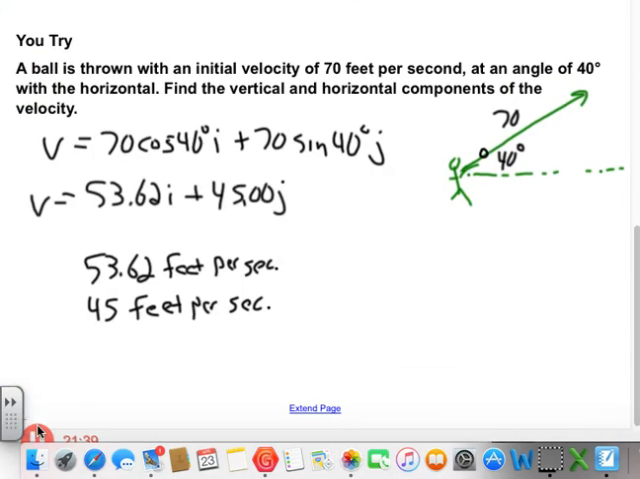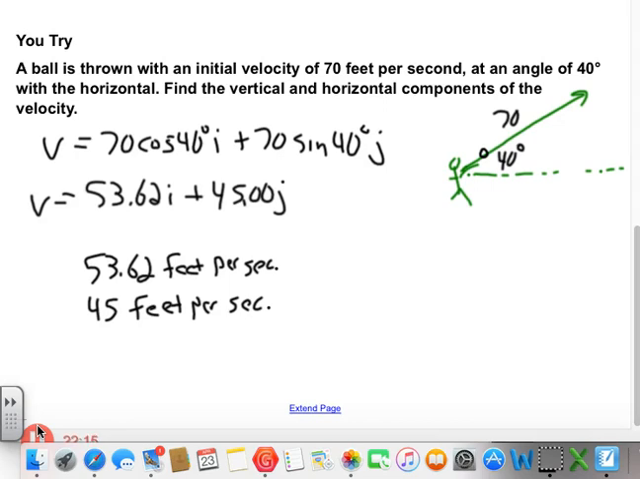On the try, you might have gotten a little tricked up just because 40 degrees isn't on the unit circle. So if it's not on the unit circle, we have to resort to typing it into the calculator and getting a decimal approximation. There's no way we're going to get an exact answer without having some unit circle number to use. So you just have to plug into the formula: 70 times cosine of 40 i plus 70 times sine of 40 j. Whenever you do 70 times cosine 40, you get 53.62 i, and 70 times sine 40 gives you 45.00 j. And they said find the vertical and horizontal components of the velocity.